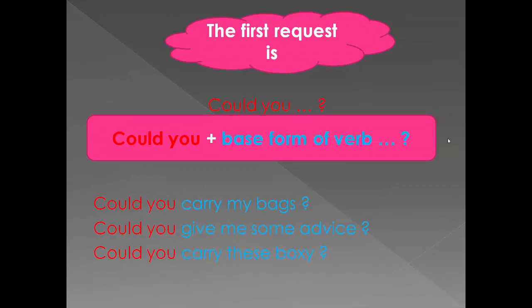The first request is "could you". Could you plus the base form of the verb and other parts of the question. For example, could you carry my bags? Could you give me some advice? Could you carry these boxes?